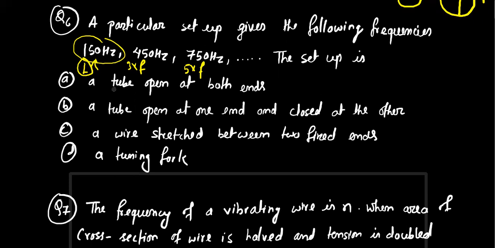Option A is related to an open organ pipe because it says a tube open at both ends, so this is incorrect. A tube open at one end and closed at the other end, so option B is the correct option.